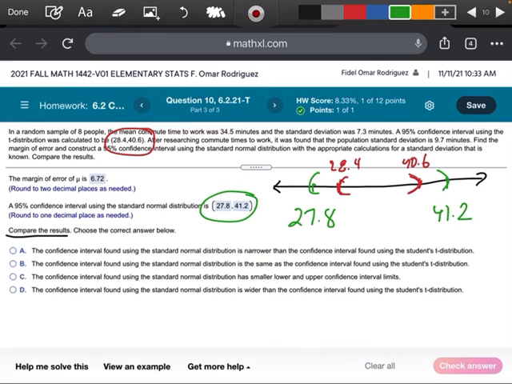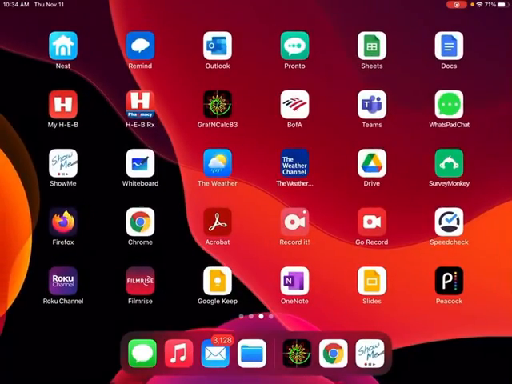So this is the one using the t distribution, and the one in the green is the one using the normal distribution. So when I look at my answer, it says the confidence interval using the standard normal distribution is narrower. Well, I know the one in the green is wider, so that's not going to make sense. And choice B says the confidence interval using the standard normal distribution is the same. Well, I know they're not the same either. And now it says the confidence interval using the standard normal distribution has smaller lower and upper limits. No, it doesn't have smaller. They're actually bigger. Okay. So the confidence interval found using the standard normal distribution is wider. Yes, that's my choice. So right there, y'all, I'm going to pick choice D.